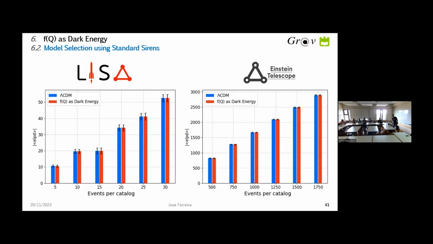For the Einstein Telescope, the same procedure was applied, only with an even larger number of events per catalog. And once again, no distinction between the two. This makes us believe that when it comes to standard sirens, this model of f(Q) is able to perfectly replicate the dynamics of lambda CDM, which is good.